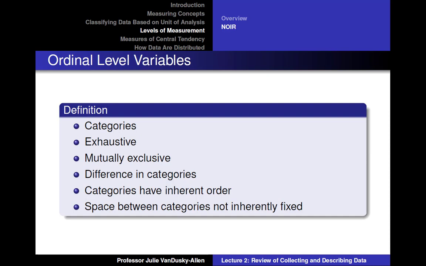Ordinal level variables also divide the subjects or observations in your variable into different categories. The categories are exhaustive, meaning that you included all the possible categories. The categories are also mutually exclusive, meaning that you can only place a subject or observation in your dataset into one of the categories. In addition, there is inherent order within an ordinal level variable.